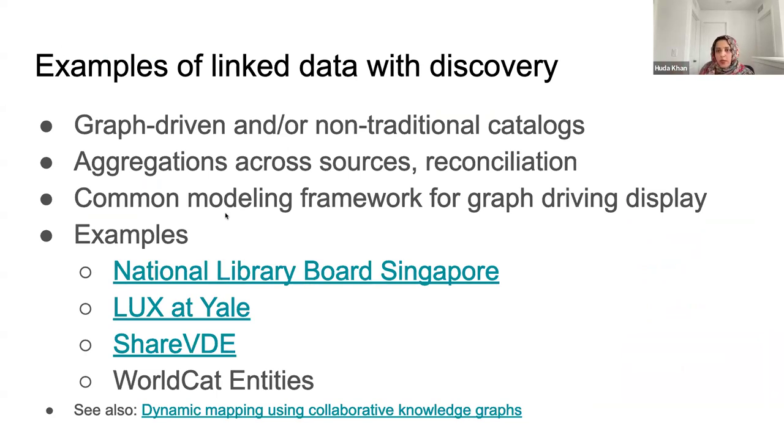Another approach, which we've seen several examples of at this conference, is using the power of the graph, where the people building these systems have a little more control over the graph itself. They're aggregating across different sources, reconciling across different sources, and using a resulting graph with a common model to drive the display and the discovery features. For example, the National Library Board of Singapore, LUX, Share VDE, and I believe WorldCat Entities. Again, if I got any of this wrong, I apologize, but I believe this is the approach these systems are using, where the graph is the last normalization layer that allows for connecting across all of these multiple sources of information and letting that come through in a unified way.